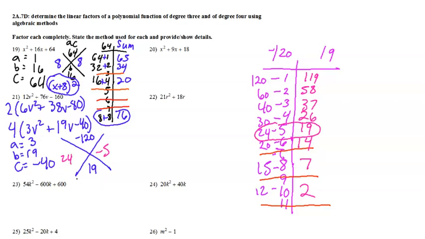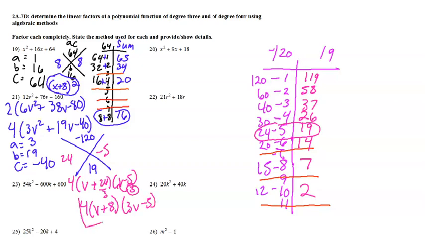So from here we're going to write our factors. We have a 4 on the outside, and then v plus 24 times v minus 5. We're going to divide by A, which is 3, for each of the factors and reduce the fractions. You can do that in the calculator. So we get 4 times the quantity v plus 8. And then this one doesn't reduce, so we just slide the denominator to the front: 3v minus 5. And these would be your factors.